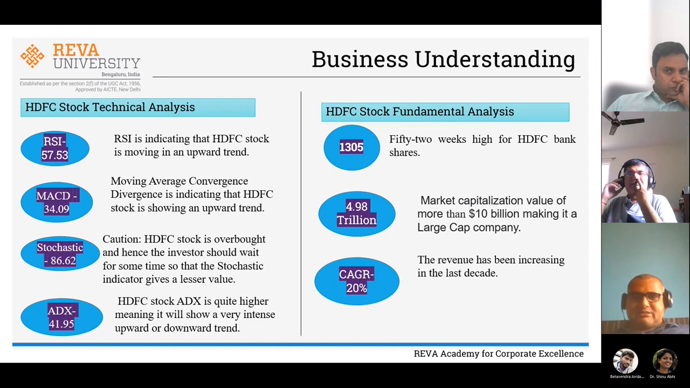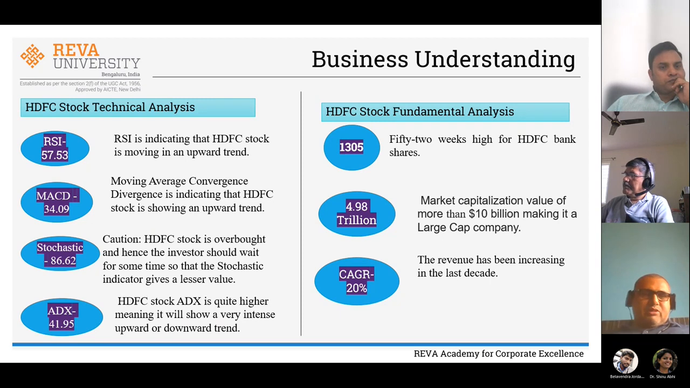So HDFC stock is a large cap company, and its CAGR, the compound annual growth rate, is also around 20%. It has been increasing not for 1 or 2 years, but over the last decade, complete 10 years, year on year, showing a CAGR of 20%. This means that HDFC stock is an excellent stock for doing any kind of modeling, because it will give me more prediction consistency. And for the technical analysis, based on the current price action, the volume, momentum and the price, this is evaluated.